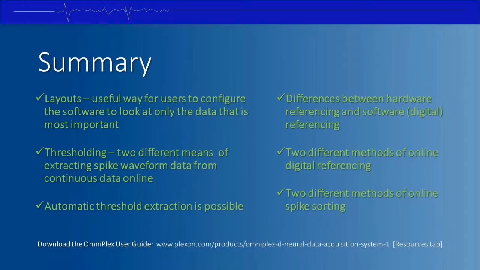We also talked about spike sorting, which is an optional online classification of waveforms. There are 5 total methods for online spike sorting with OmniPlex. We highlighted 2 of those methods. We highlighted line sorting, or classification by drawing lines and sorting the waveforms plotted through those lines.